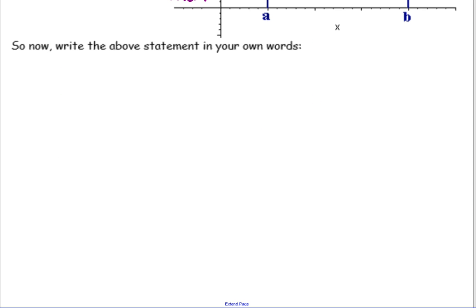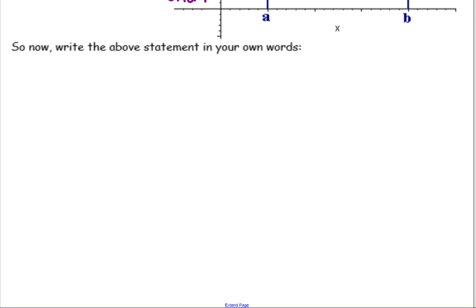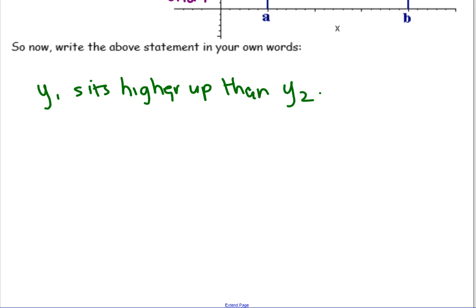Like they're just wrong. So what I've said is now write the above statement in your own words. You can write it in whatever words make sense to you. Some people might make a point of what's important: Y1 sits higher up than Y2. So whatever big things you took away from that. What's another thing, Bella, we can write? One thing you can take away: Y1 sits higher up than Y2. Anything else? The top function minus the bottom function.